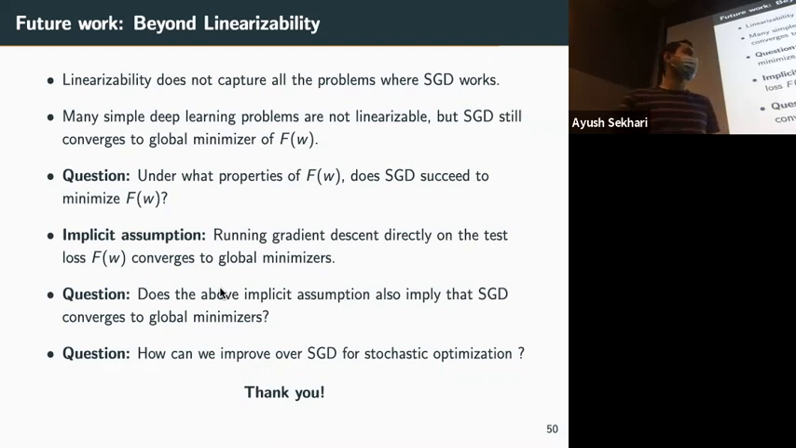Right, and in terms of practical applications, I feel this question might have some impact. It can maybe lead to other insights as to how you can modify SGD to work whenever gradient descent on the test loss works.